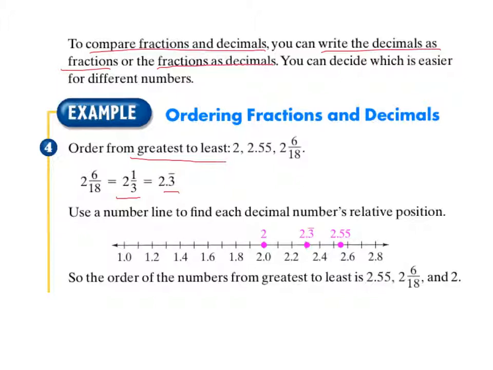So then when I put those in order on my number line, 2 will go first, then 2.3, because 0.3 is less than 0.5, and then 2.55 would be last. So when you actually go to put these in order, you need to put everybody back in their original form and put them in order. So the numbers in order from greatest to least would be 2.55, then 2 6/18, and then 2.